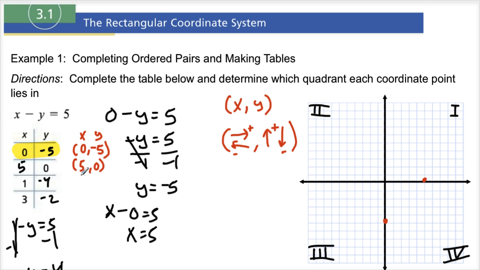Let's plot the point 1, negative 4. That means I'm going to go over 1, right? Because 1 is positive, I'm going to go to the right one, and then 4 is negative, which means I'm going to go down 4. So over 1, down 4. And so that was 1, negative 4. And lastly, we have this one right here, which is 3, negative 2. If we do that one, that's over 3, down 2.